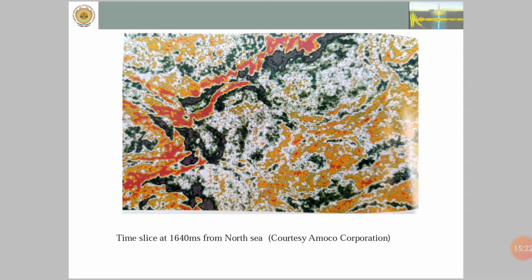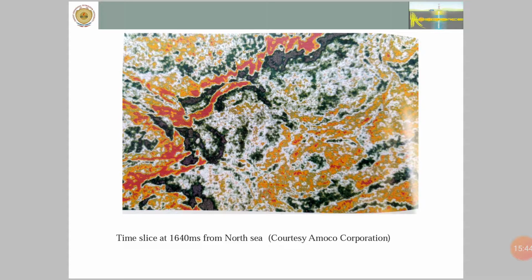Then we learned what is coherence. Coherence is also a very important attribute to be understood. Coherence is a class of attribute that shows the differences or similarities between neighboring waveforms or traces. Since seismic data is a result of the seismic wavelet responding to the subsurface geology.